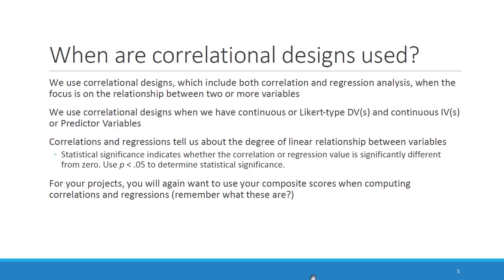Again, we use p of less than 0.05 in most cases to determine statistical significance. But in some cases, you may want to use a lower p-value, like we talked about in our last video.